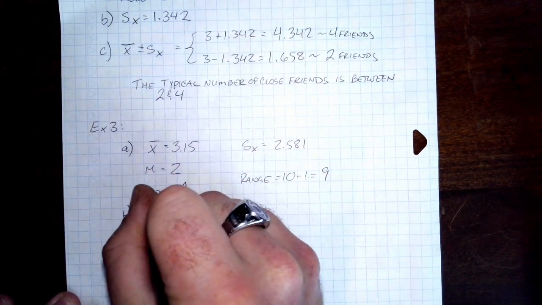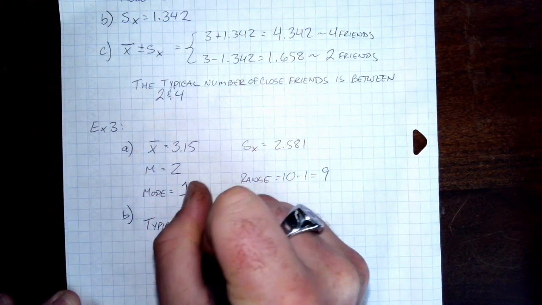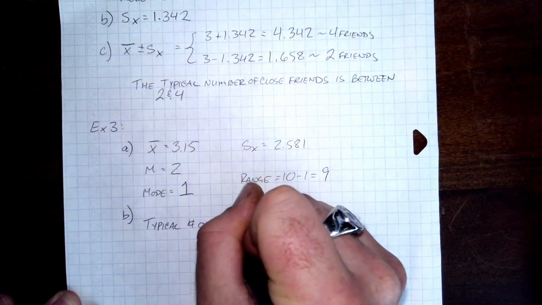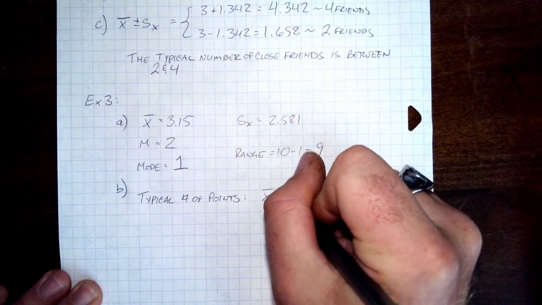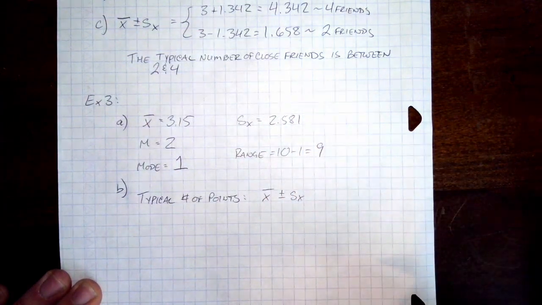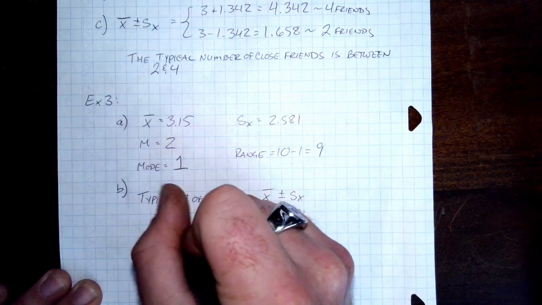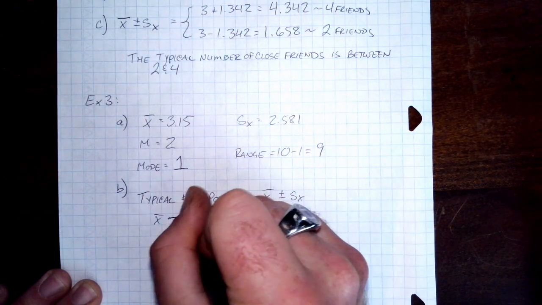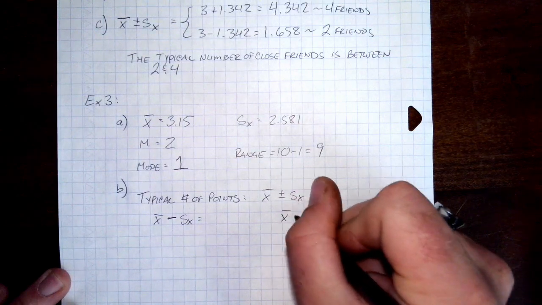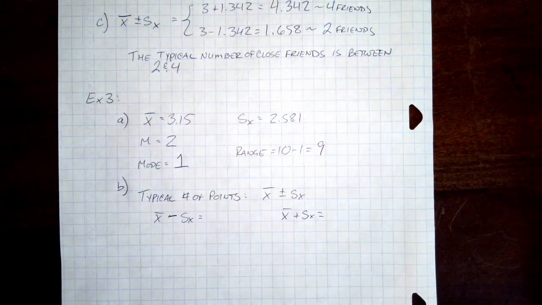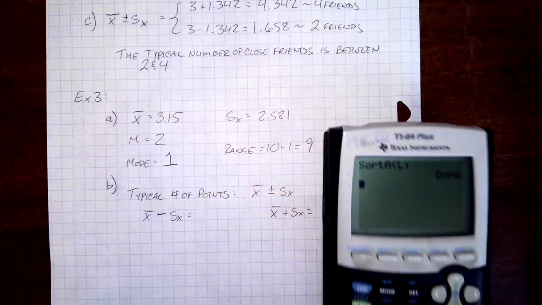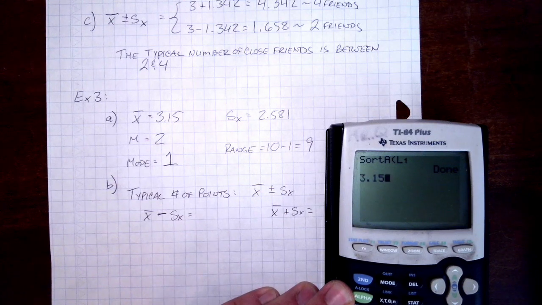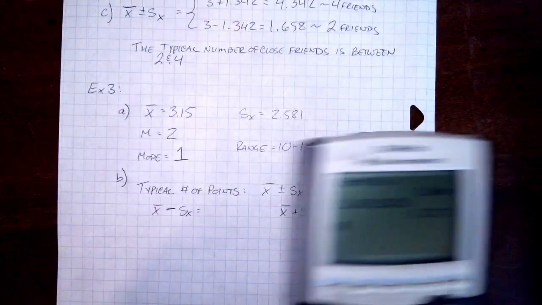So the typical number of points, most likely to happen in a game, again, is our mean plus or minus the standard deviation. Okay, so our mean again was 3.15 plus 2.581 is 5.731.